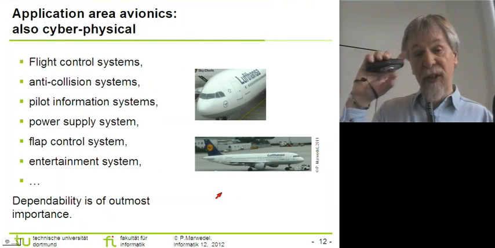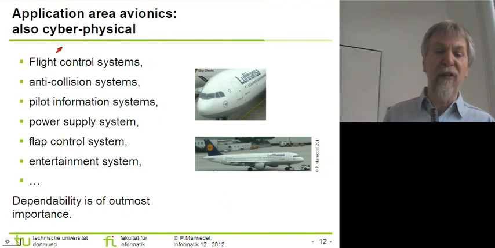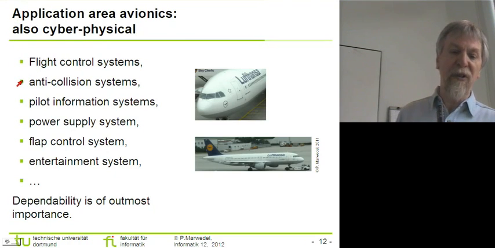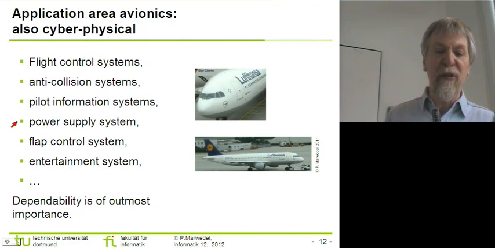The second area is another area where we also have a very strong link to the physical environment. In this case, I'm referring to avionics. In avionics, we need information processing for the flight control systems, for anti-collision systems, for pilot information systems. The power supply is very important in a plane. The flap control system is important, and also the entertainment system is important as far as happy passengers is concerned.